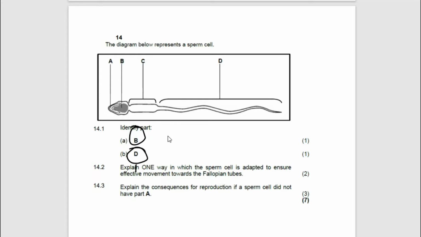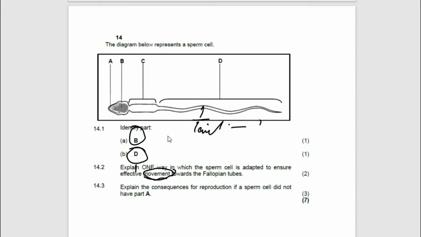Then they are saying that explain one way in which the sperm cell is adapted to ensure effective movement. Whenever they talk about movement, you talk about the parts which help the sperm to move. And we only have two parts which help the sperm. Adaptation is the part and the function. The first one is the tail. Yes, the tail. This provides the forward force or the propulsion force.